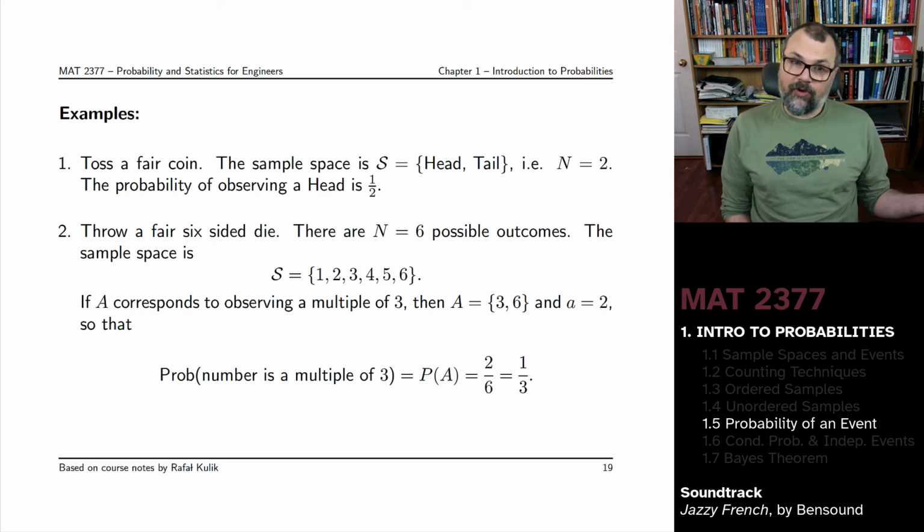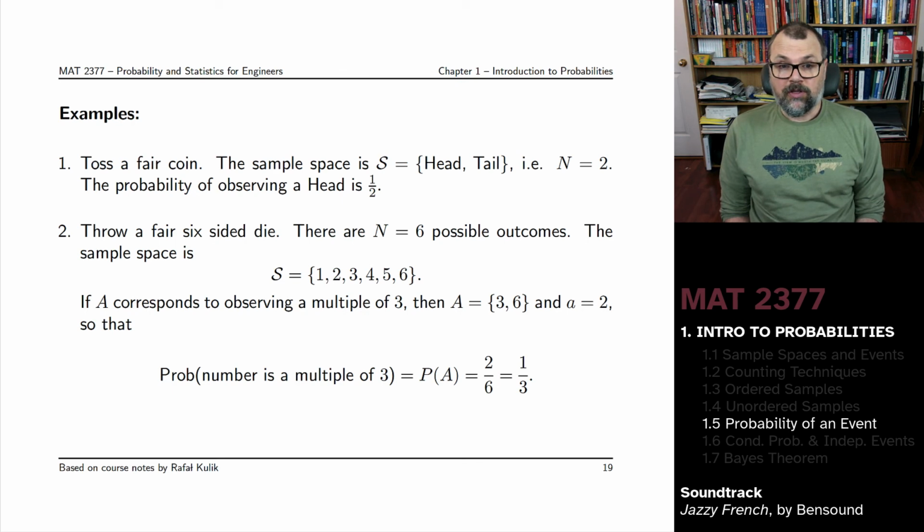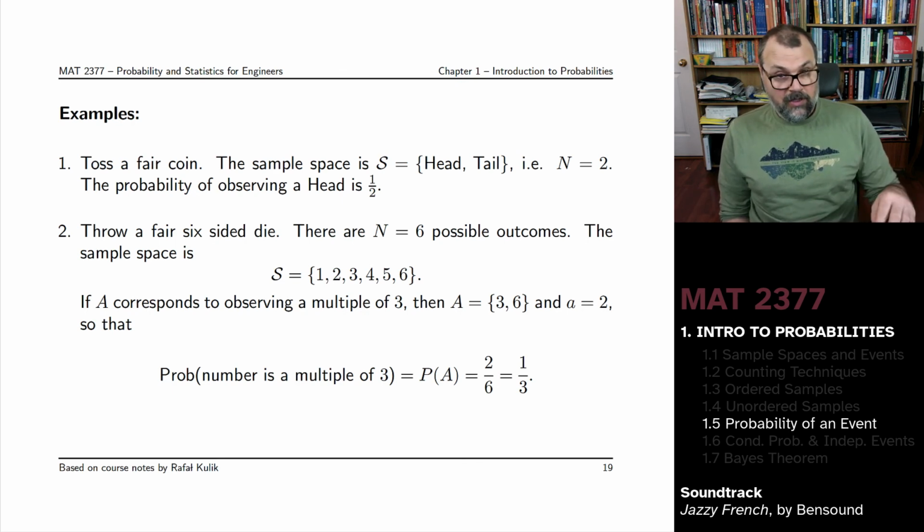If you throw a fair 6-sided die, there's 6 different outcomes that are possible. The sample space would be the set of potential outcomes, the number of dots on the face pointing up: 1, 2, 3, 4, 5, or 6.